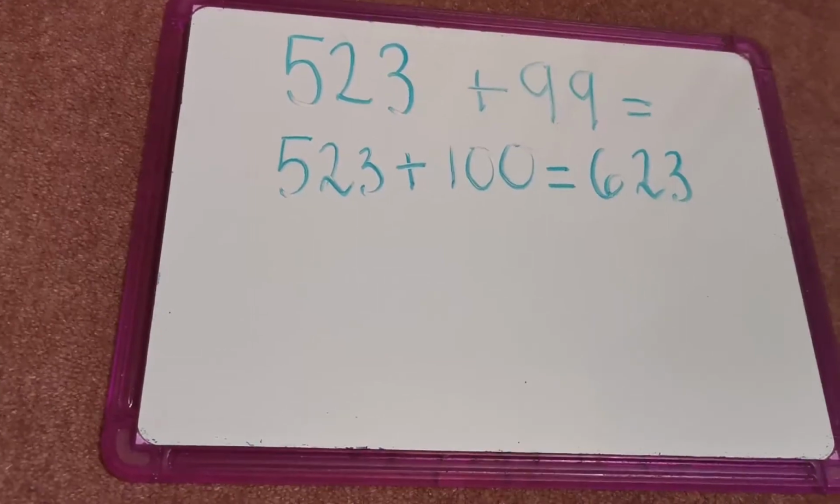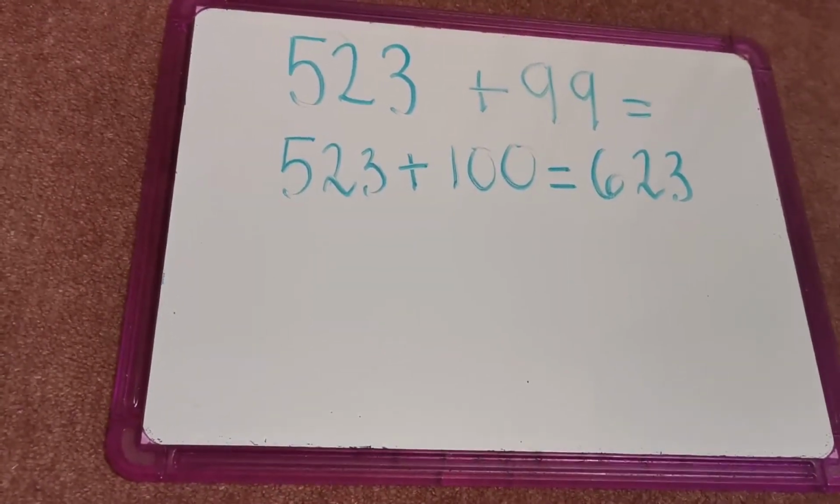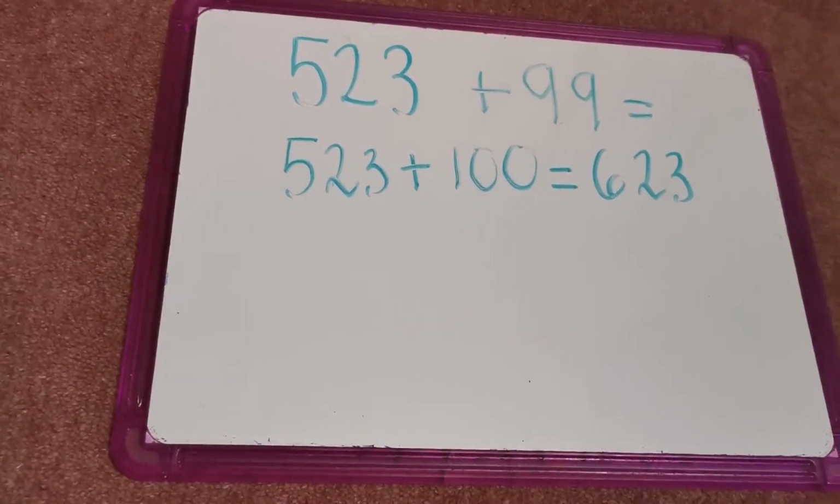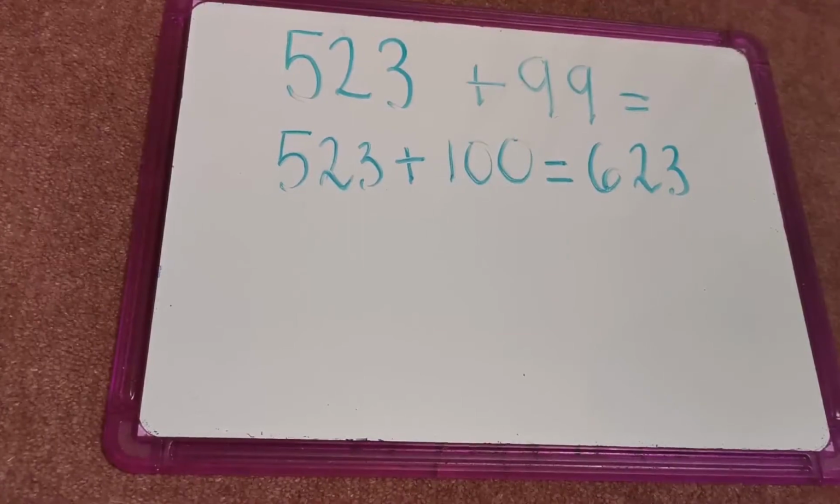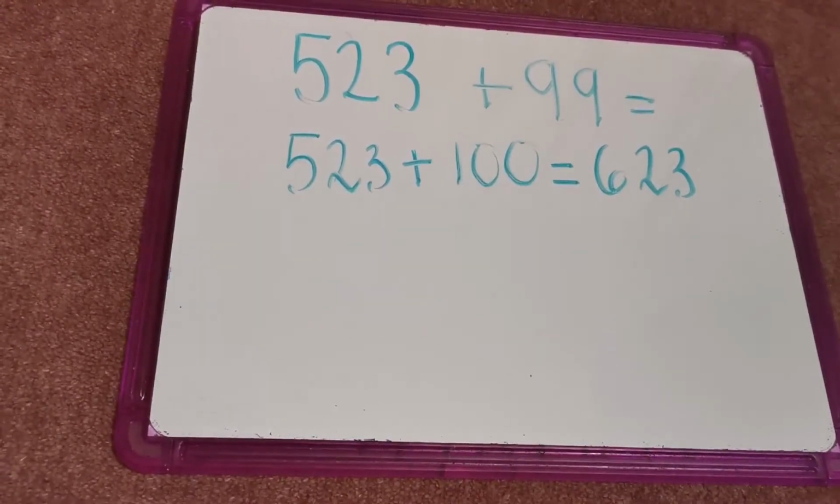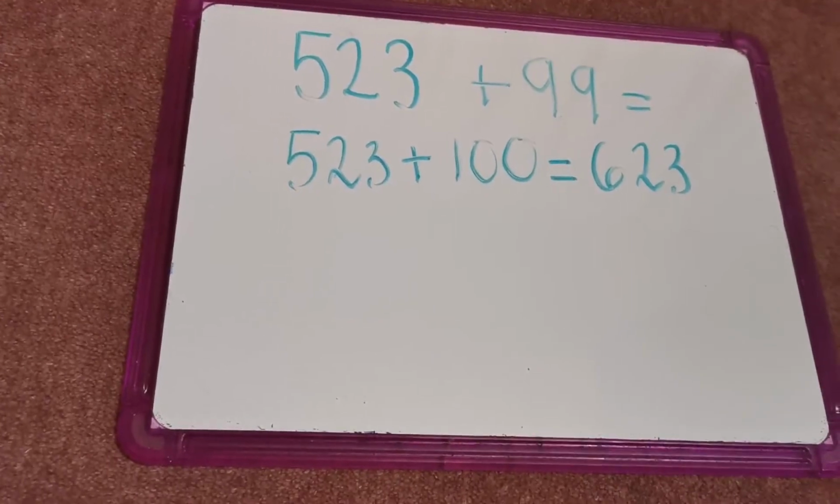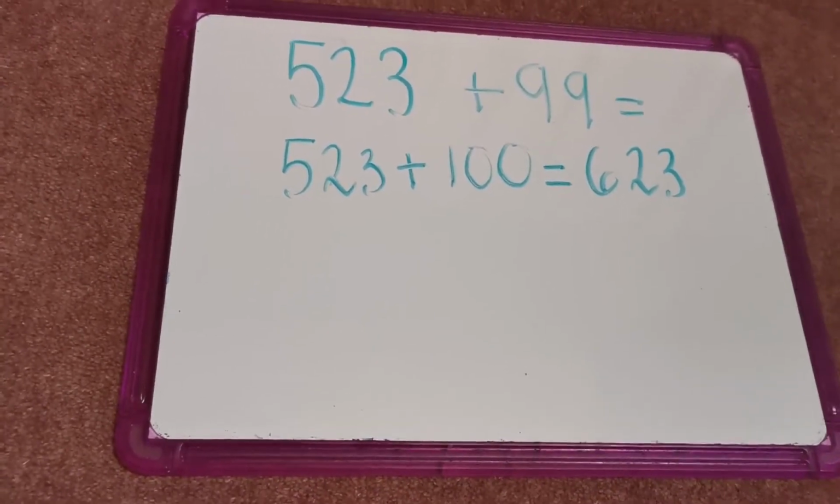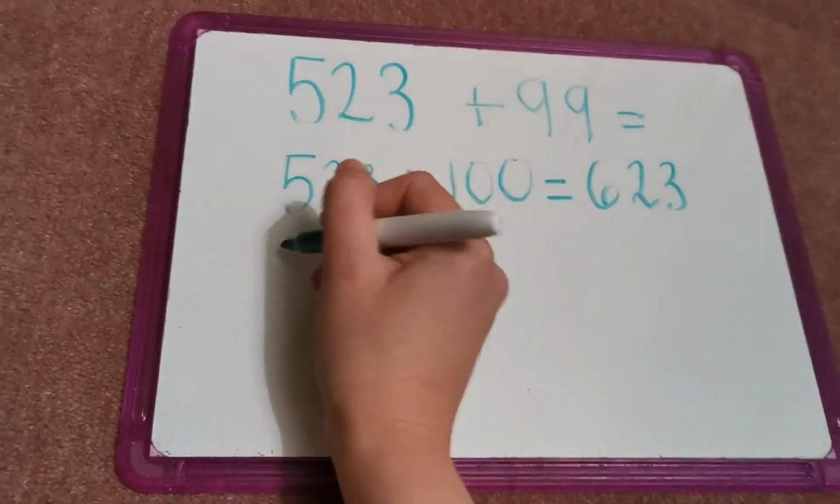Okay, and then you can see in my answer the only column that changes is the hundreds. You can see the tens have stayed the same, and so have the ones, because when you look at 100 it doesn't have any tens and it doesn't have any ones. Right, now I can see that I've added 100. I've added one too many, so that means now I'm going to have to subtract 1 from 623.